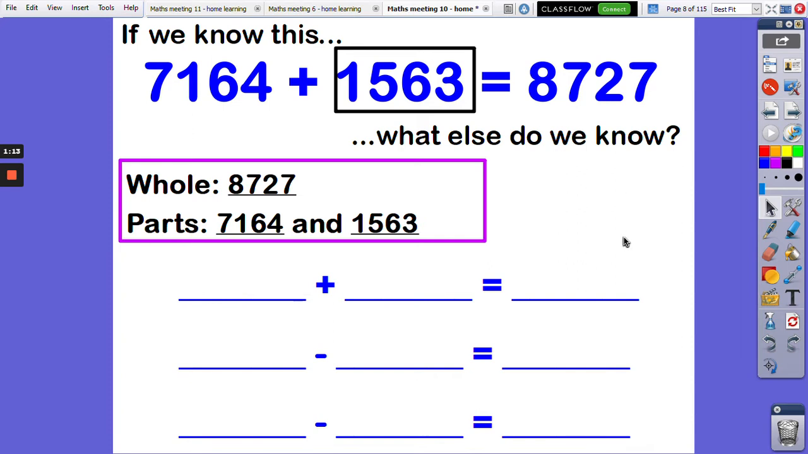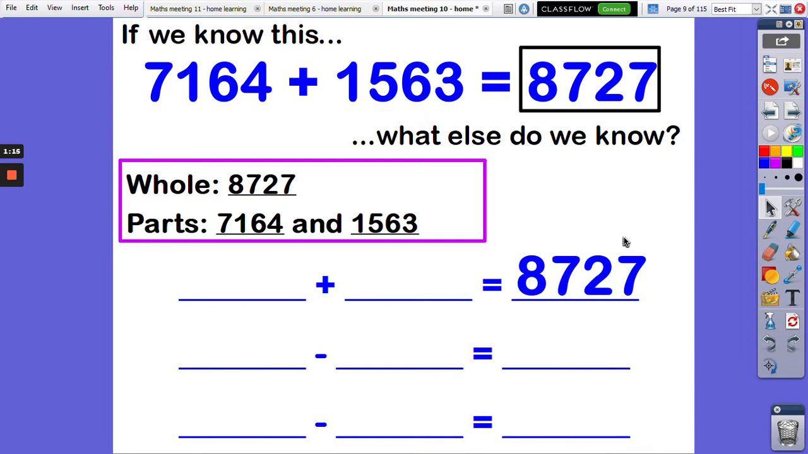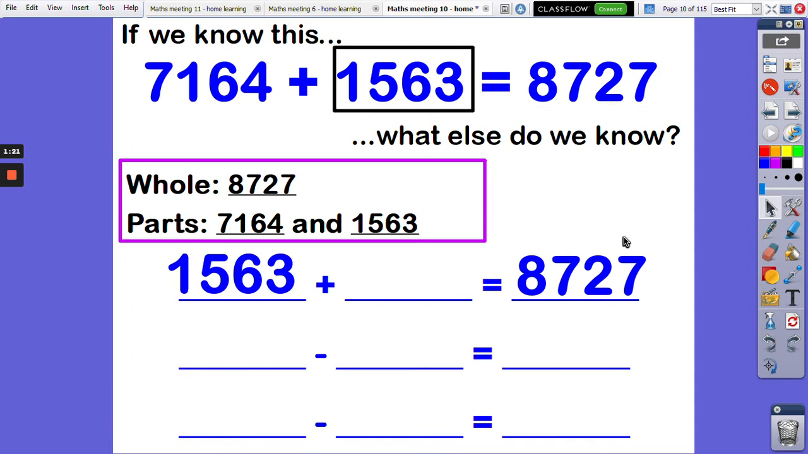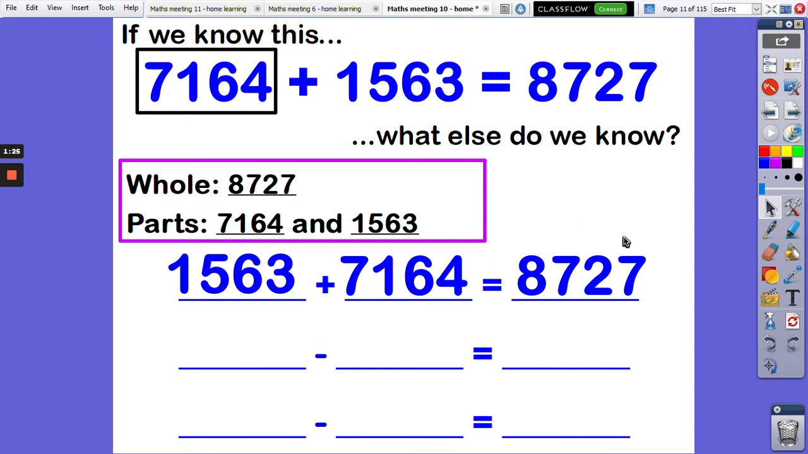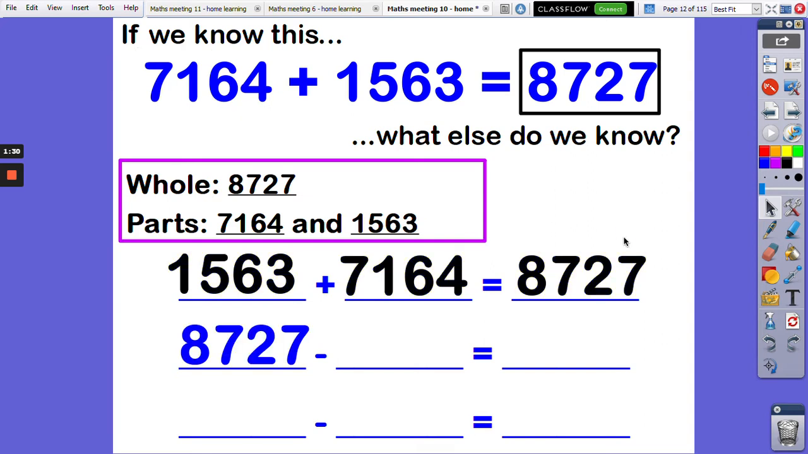I'm going to start again with our whole, 8,727. Remember, addition is commutative, which means that this number is made up of two parts, 1,563 and 7,164. Okay, we'll look at our subtraction calculations now.